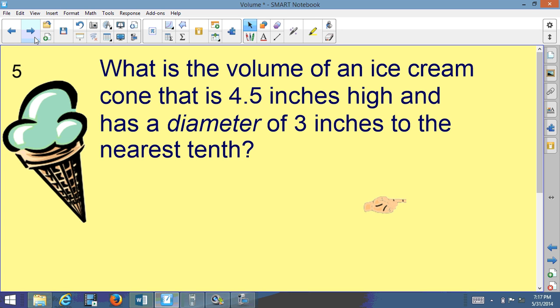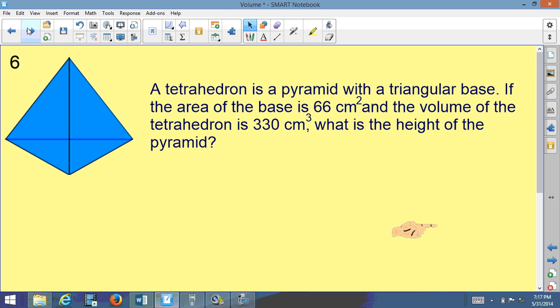Here's a couple questions that you can try on your own. What is the volume of an ice cream cone that is 4.5 inches high and has a diameter of 3 inches, to the nearest tenth? And here's a nice one about a tetrahedron. That's a pyramid with a triangular base. If the area of the base is 66 square centimeters, and the volume of the tetrahedron is 330 cubic centimeters, what's the height of the pyramid?